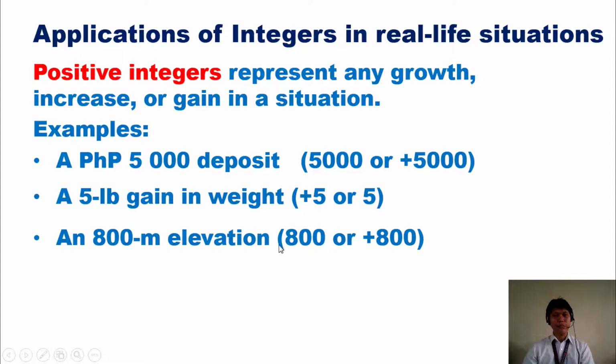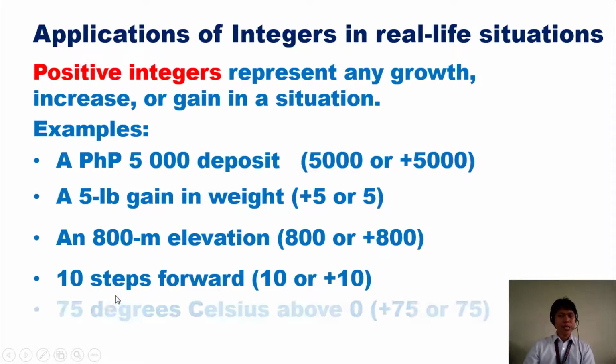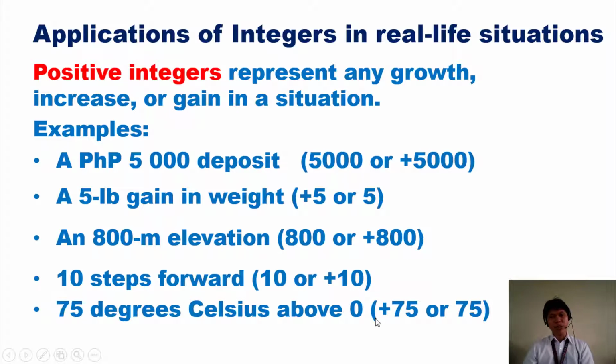You can write it without the positive sign. By the way, if you are going to express integers, you don't need to write the units, like 800 m. These integers are merely the figures themselves. Okay, we have 10 steps forward. Forward is also representing a positive integer, 10 or positive 10. Next is 75 degrees Celsius above 0. So it is plus 75 or positive 75.